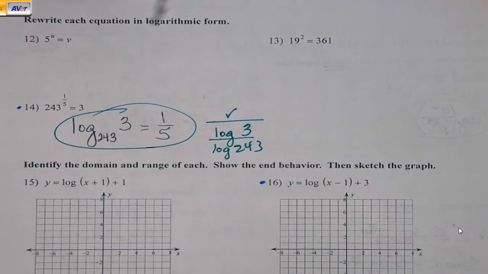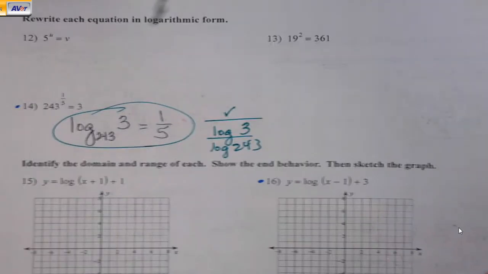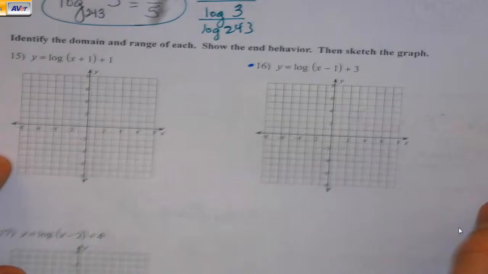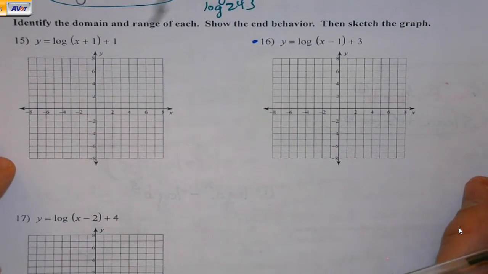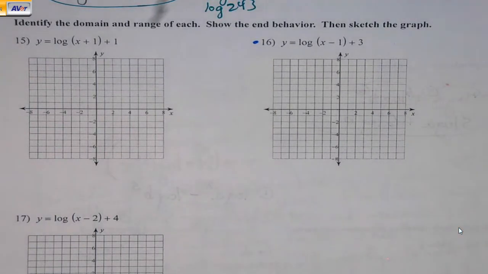Okay. Now this next portion I did purposefully, because we're going to start moving from the logs after this section back to growth and decay a little bit, and I want to make sure we're keeping these things straight. So identify the domain and range, show the end behavior, sketch the graph. Okay, first things first, whenever we're doing any of these, it helps if you look at what the shifts are first.